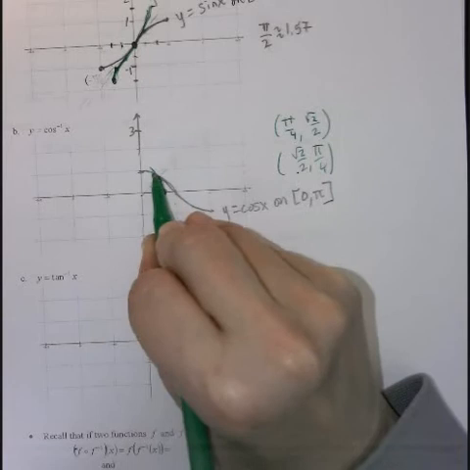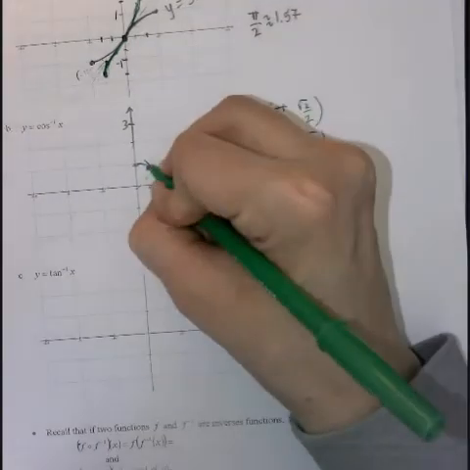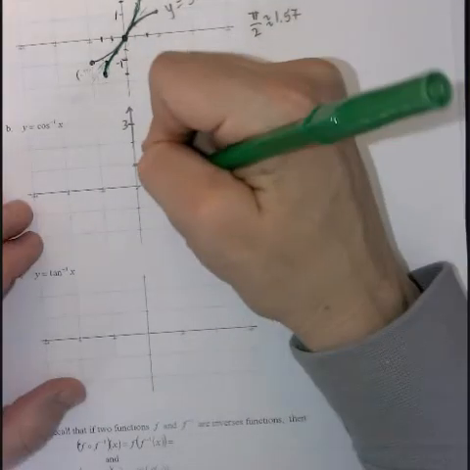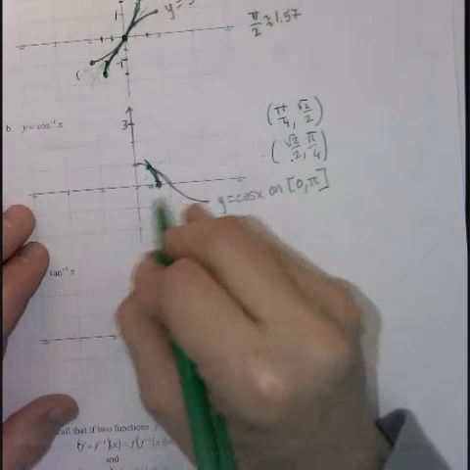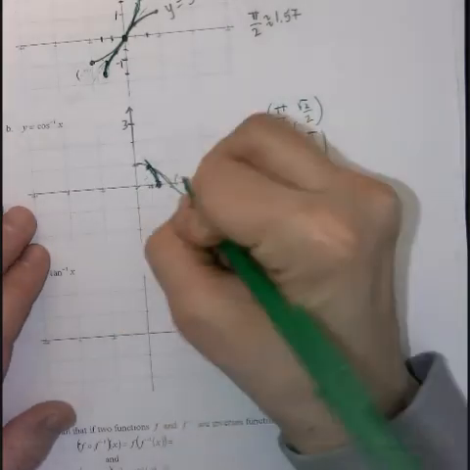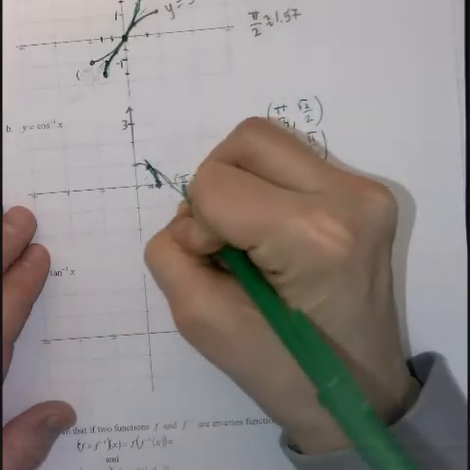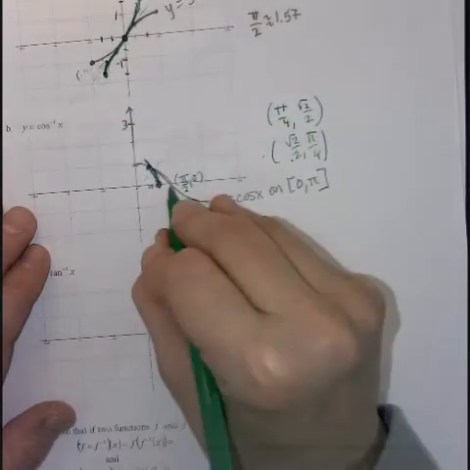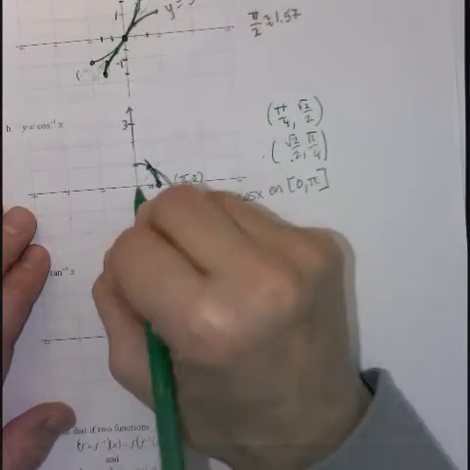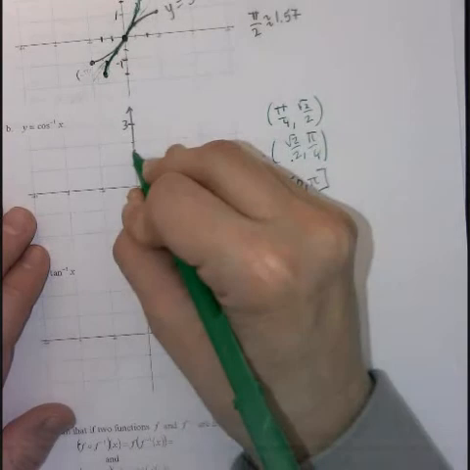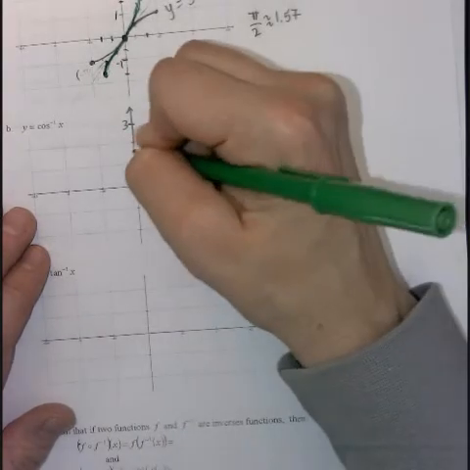0.7, 0.8, it's about right here. Okay. All right. Then this point, which is pi over 2, 0, becomes 0, pi over 2. Pi over 2 is about 1.57, so that comes up like this.